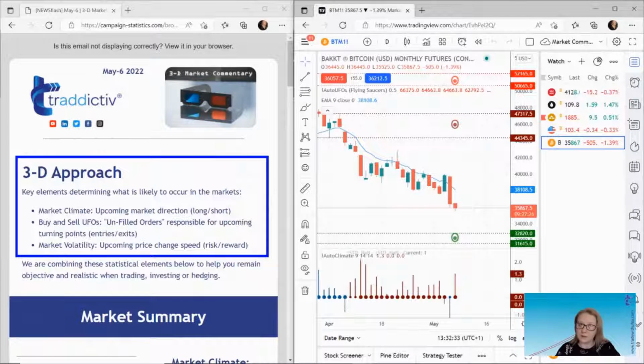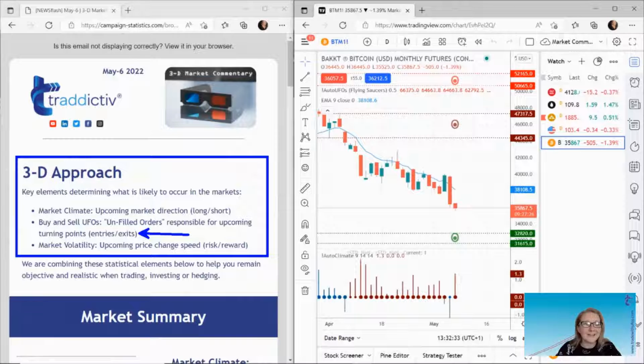Now, the three elements are as follows. We have market climate, which is essentially where the likely upcoming market direction is: up, down, or nowhere. We use an app to help us with this. It's called Auto Climate. It's a free app on most platforms, and it tells us where the probabilities lie. I'll show you how as we go through them.